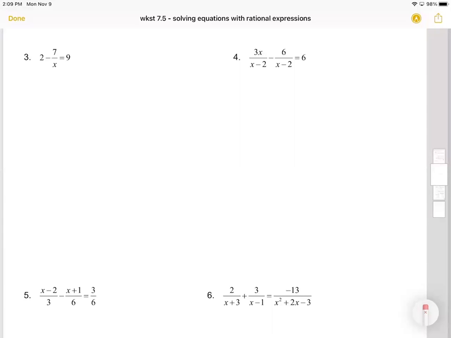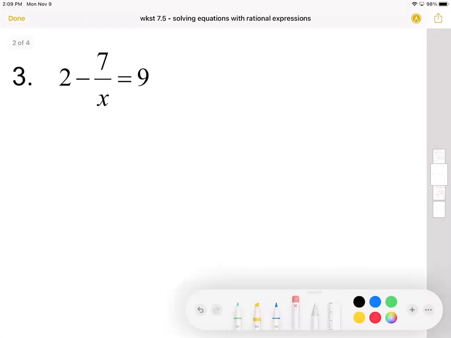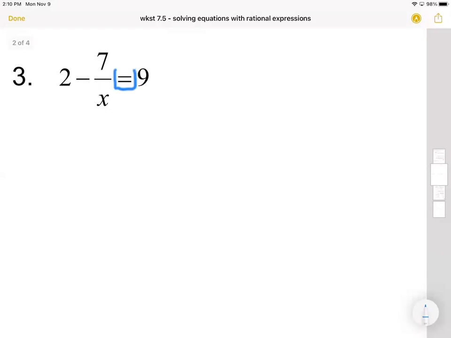Alright, let's go over this problem. Do you guys remember how to do it, or are you a little bit stuck with this problem? Reminder, ladies and gentlemen: the difference between an expression and an equation is that an equation has an equal sign. Because there's an equal sign, we are dealing with an equation.